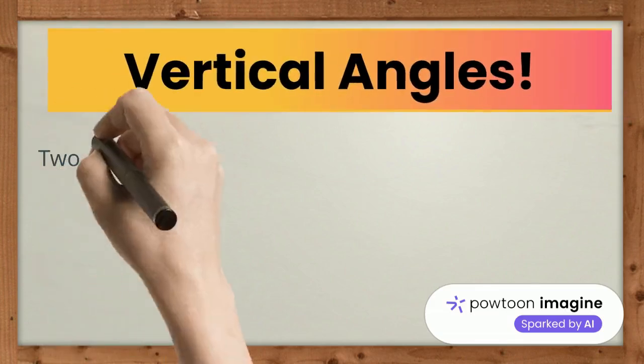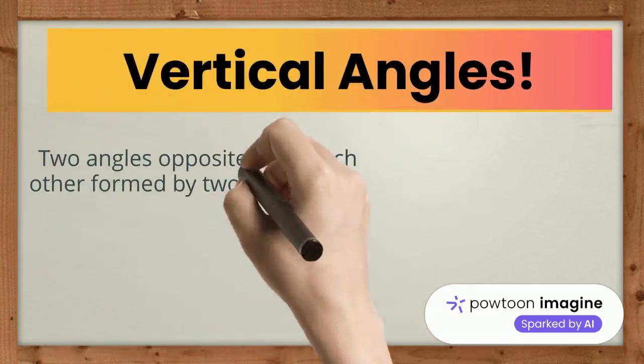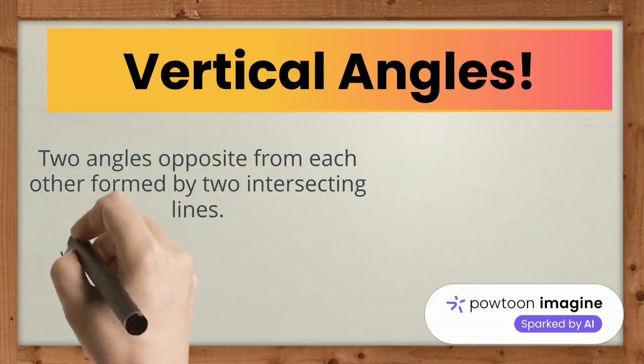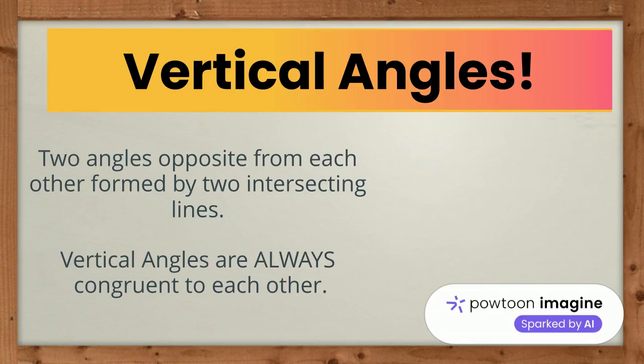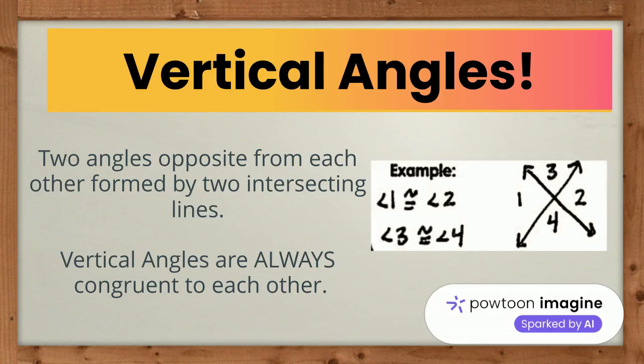Next are vertical angles, which are two angles opposite from each other formed by two intersecting lines. Now, a big thing to make note of is that vertical angles are always congruent to each other. On the example to the right, it contains two different pairs of vertical angles, angles 1 and 2, as well as angles 3 and 4.